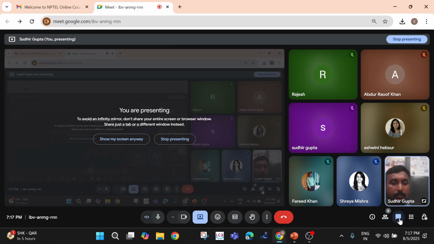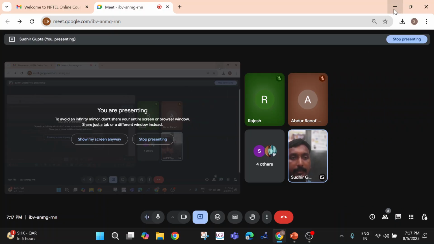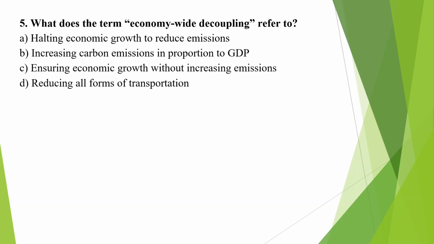For the fifth question we have received 3 answers from 3 different persons, and all of them are saying that option C is the correct answer. Ensuring economic growth without increasing emission is the correct answer, which refers to economy wide decoupling. Economy wide decoupling means promoting growth while reducing carbon emissions through technologies or innovations, which is well explained by option C. So all of you are correct.